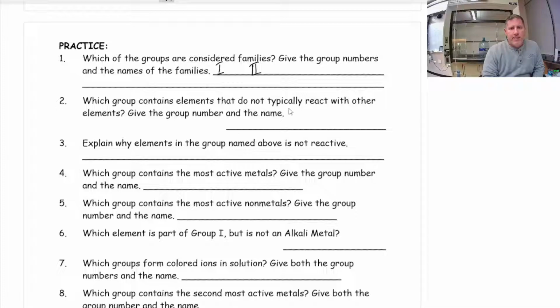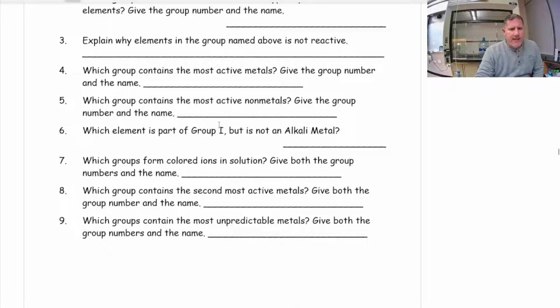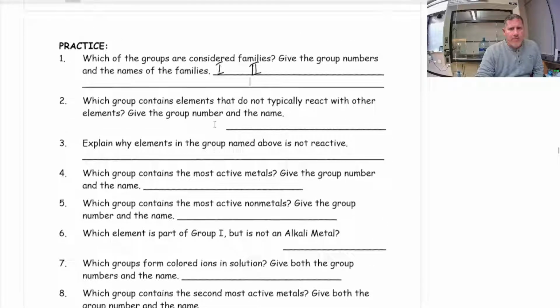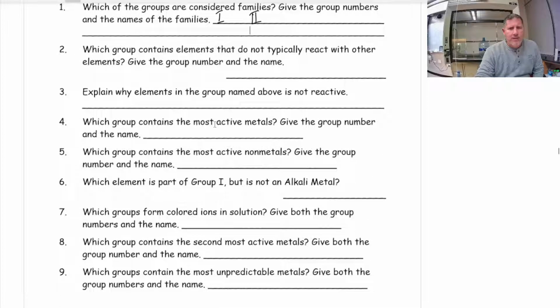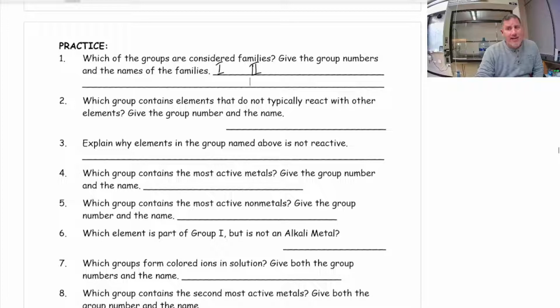Which group contains elements that typically do not react with other elements? Again, I'll let you fill these out and I'll check them in class. I think it's not helpful for me to go through all of this information I just did. So if you have trouble with these questions, just rewatch the video, I would suggest, or ask in class.